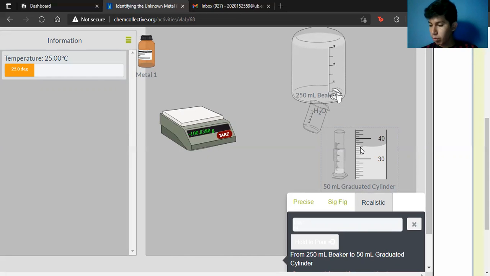So the mass that we recorded is 49.1096 divided by the volume of the metal, which is 4.6. And it gives me a total of 10.676 grams per milliliter, or centimeters cubed.